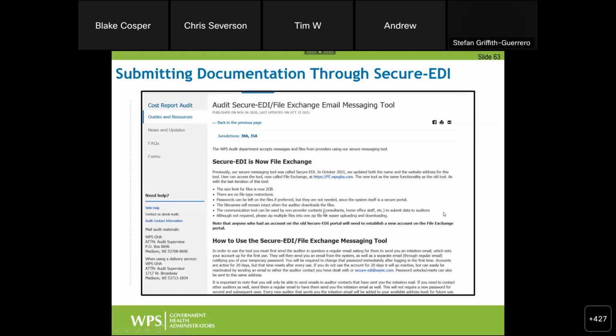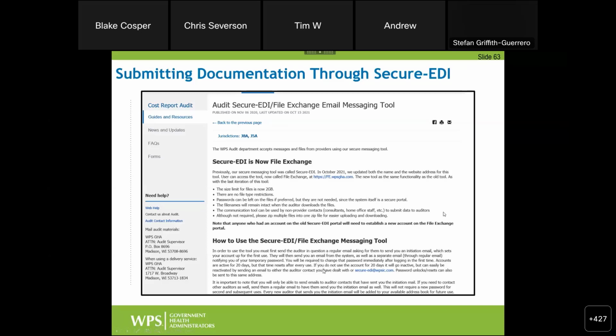And one of the big benefits is that we can use this tool with non-provider representatives. In other words, home office staff, consultants. That was not allowed in the tool we used a few years back. If you want to zip files into one, you certainly can. It's not required. It does make it easier when we download it, of course.